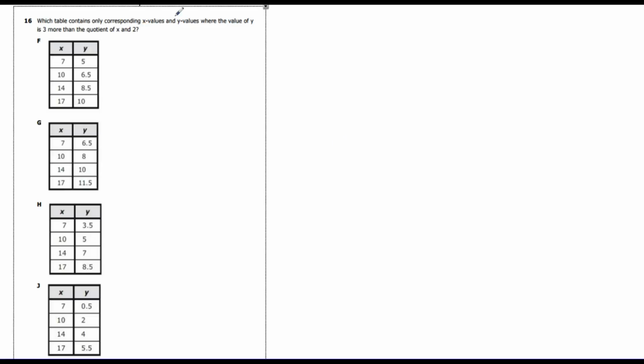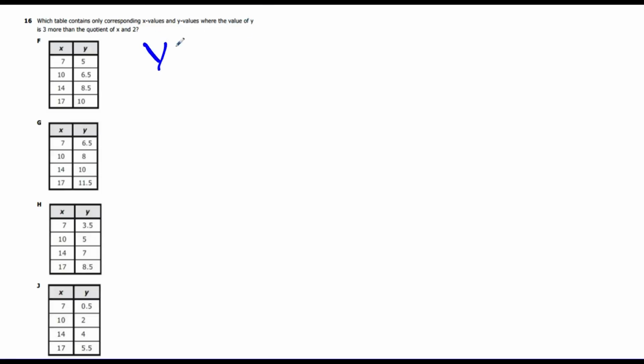16, this is more reading than anything else. Which table contains only corresponding x and y values where y is 3 more than the quotient of x and 2? Okay, so y is, which means y equals 3 more, so something plus 3 to be at the end. And then the quotient, which is a fancy way of saying divide, x and 2. This is going to look like x over 2 plus 3.